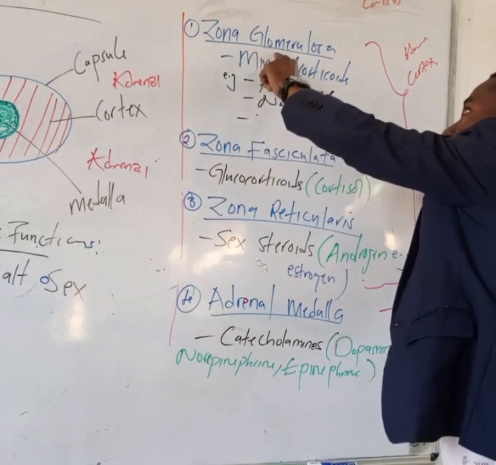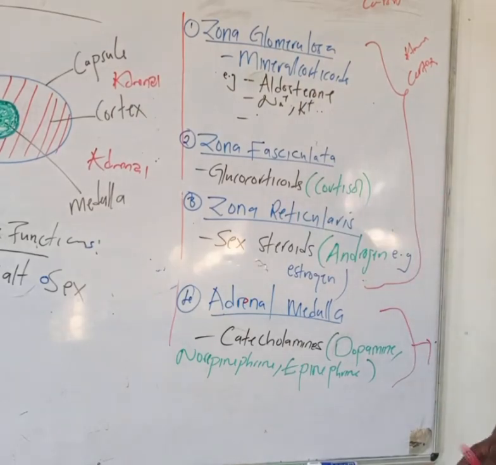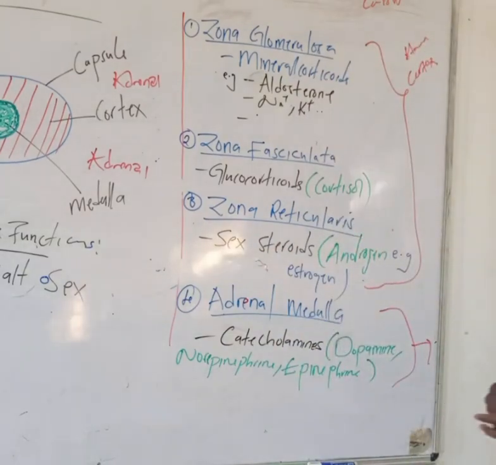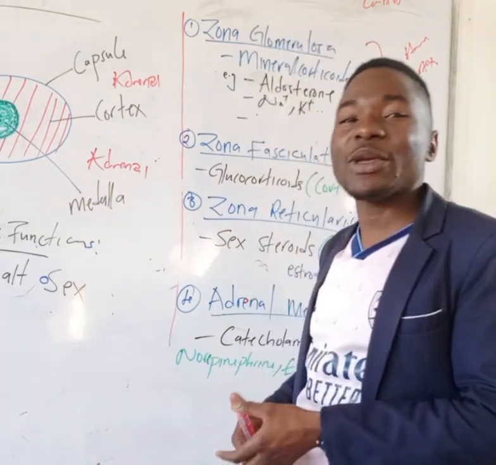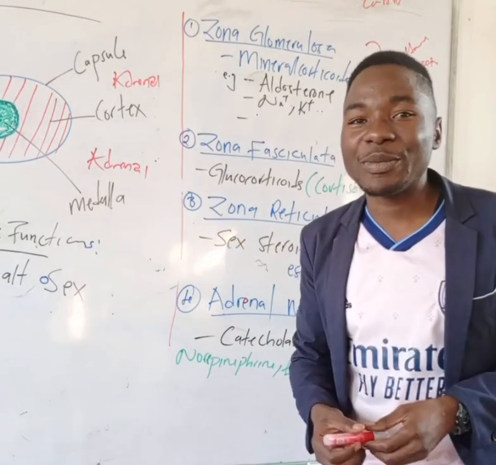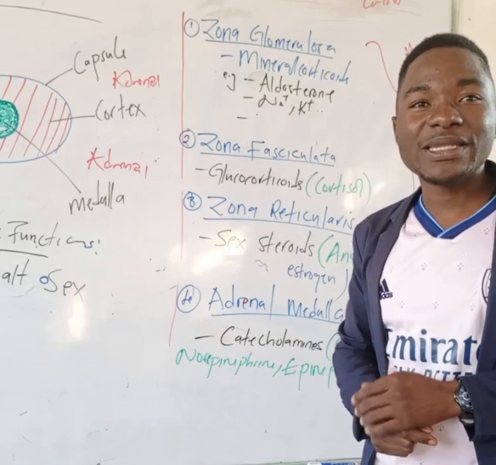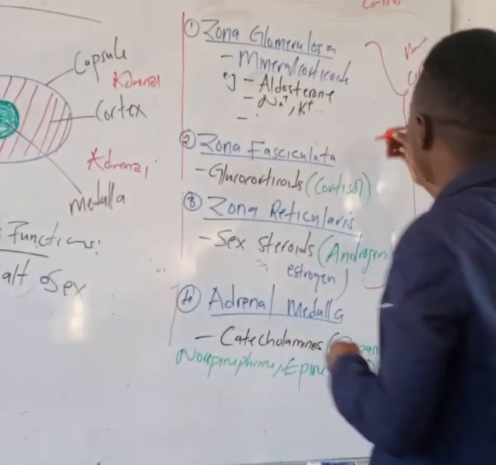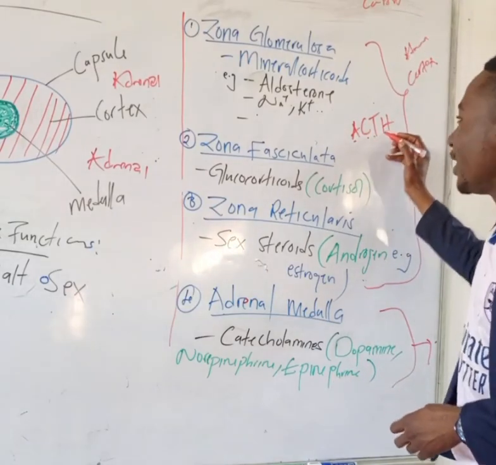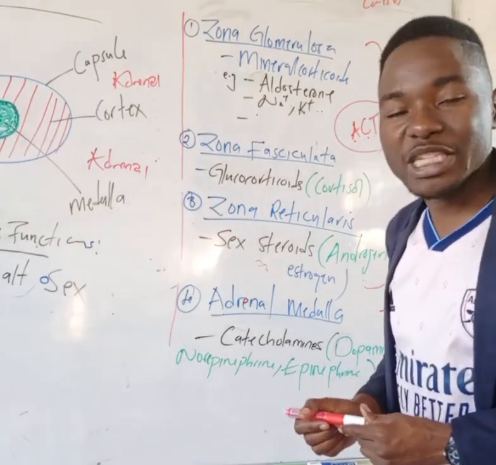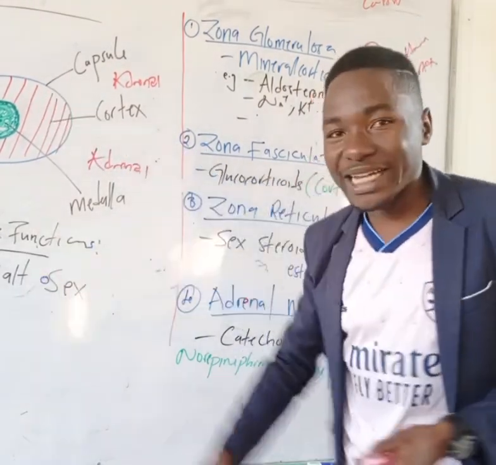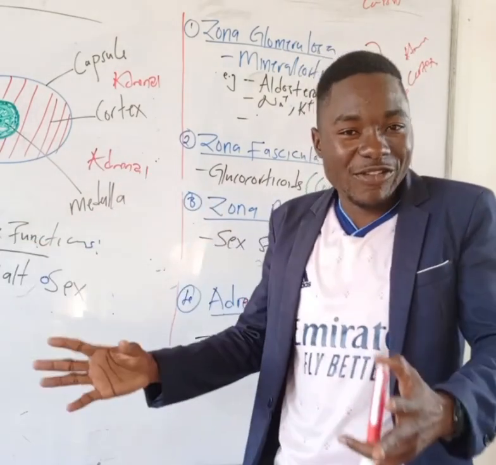So for the zona glomerulosa, what does it do? It produces what you call mineralocorticoids. Why are they called mineralocorticoids? It's very simple and straightforward. Mineral, meaning you have potassium, sodium, etc. But remember the corticoid, where is it coming from? From the hormones that we talked about in the endocrine system, you have this hormone which is called ACTH, adrenocorticotropic hormone. This is the hormone that is produced by the anterior pituitary gland, specifically the corticotrope cells. This hormone is what is going to stimulate the cortex so that it can produce these hormones.